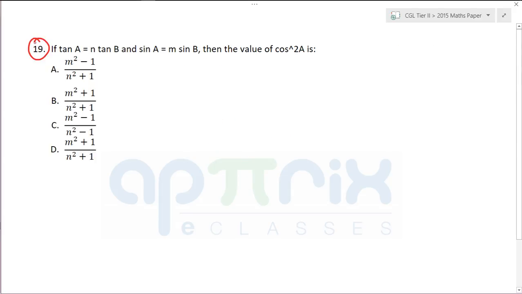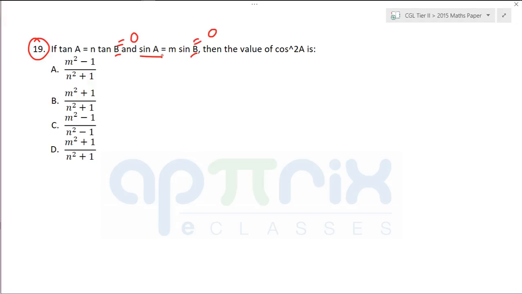Question number 19, a very interesting question, right? Let me discuss it. I'll just give you the way of solving this particular question. First thing is that in this question you can reject 2 options orally. How? I'll say just put b is equal to 0, let's say. If I put b is equal to 0, right, then what will happen? Your sine a will become equal to 0, and tan a will also become equal to 0.